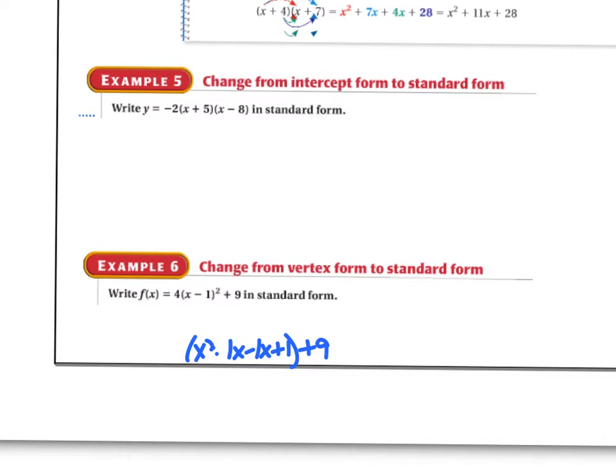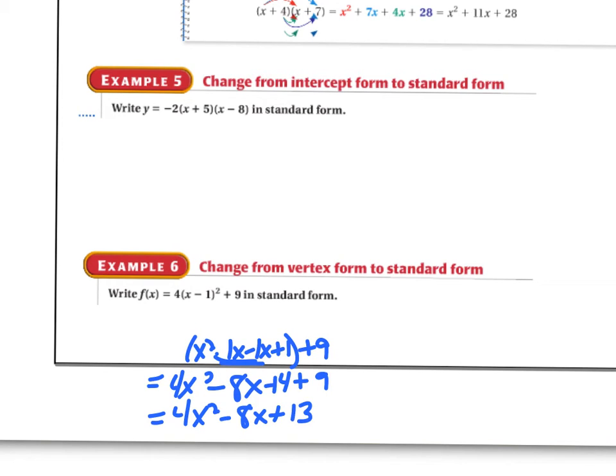Now, my next job is to distribute that 4 according to the order of operations. I have to do that next. So you're going to have 4x squared. I could have combined my like terms in here, which I'll do now. That's a -2x times 4 gives me a -8x, and then plus 4, and then plus 9 on the outside, which now you can simplify to 13. All right, so there is how you go from vertex form into standard form.